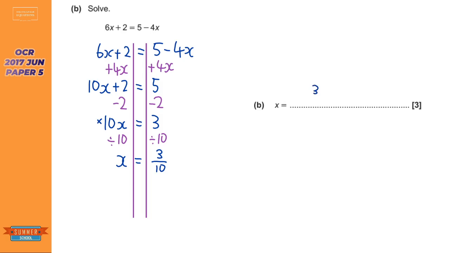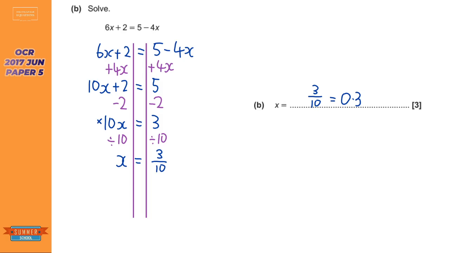And some people are really reluctant to write 3 over 10. They would always write 0.3. But 3/10 is absolutely fine as an answer. It doesn't say anywhere here you have to give your answer as a decimal. So I would just leave it as 3/10 personally. But you might want to convert that to 0.3.